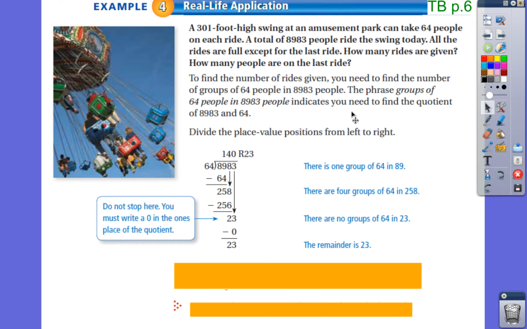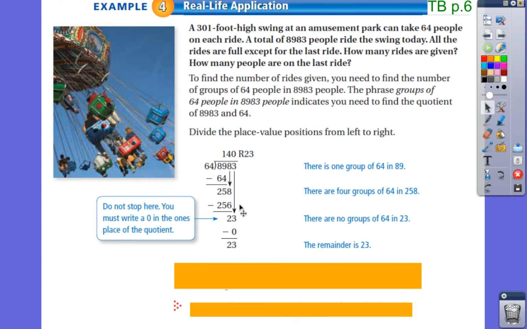Now, we need to think about this problem and determine what is the appropriate operation to use. In this case, I'm starting with a large number. I want to divide it up into several groups, so we are going to use division. I have the dividend, the number that I need to start with, inside the bracket, 8,983. And the divisor, or the number of riders in each group, is 64.